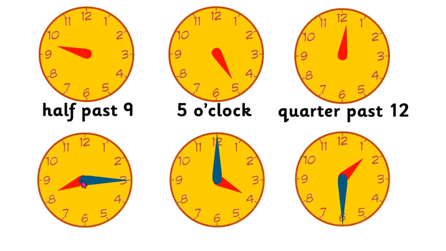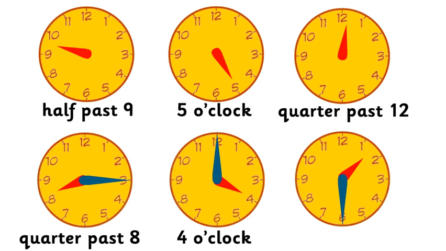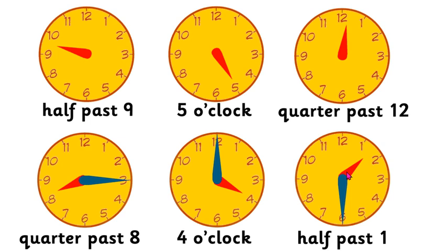Let's look at this example here. We can see our minute hand, but we don't always need that if we're looking carefully at the hour hand. What does the first one show? It's 8:15. The hour hand is pointing just past the 8, and if we look at the minute hand, it's gone a quarter of the way around that clock face. Looking at this one, what time is shown on the clock here? It is 4 o'clock. And then our last example on this page, it is 1:30. That hour hand is halfway between the 1 and the 2.